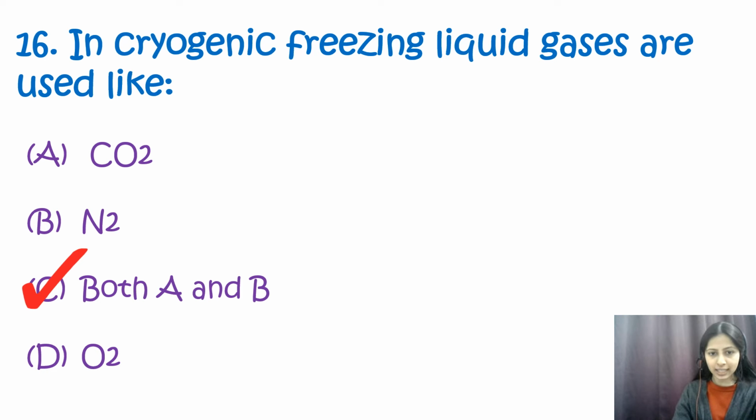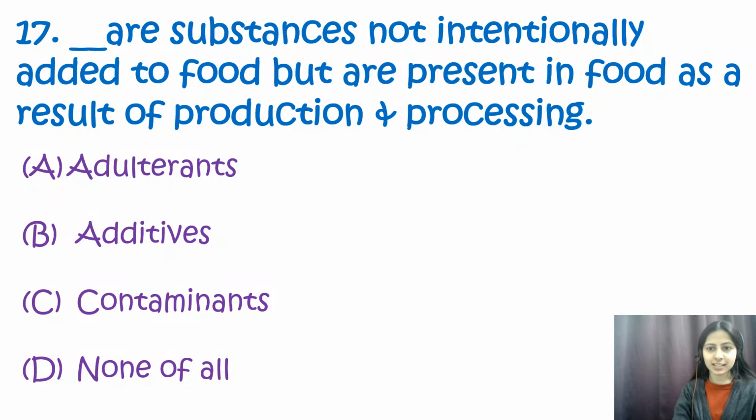Question number 17. What are the substances which are not intentionally added to the food but are present in food as a result of production and processing? So the options are adulterants, additives, contaminants, and none of the above. So the correct option is number C, that is contaminants. Contaminants are the substances which are not intentionally added to the food products but are present in the food as a result of production and processing.